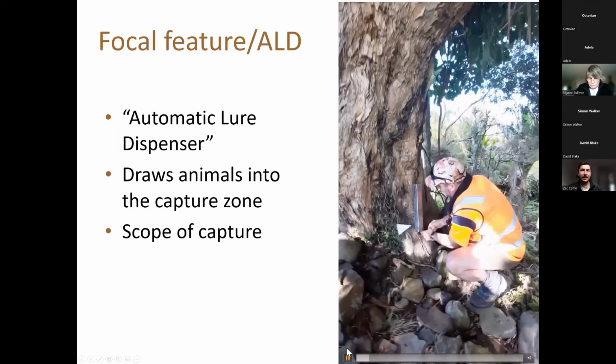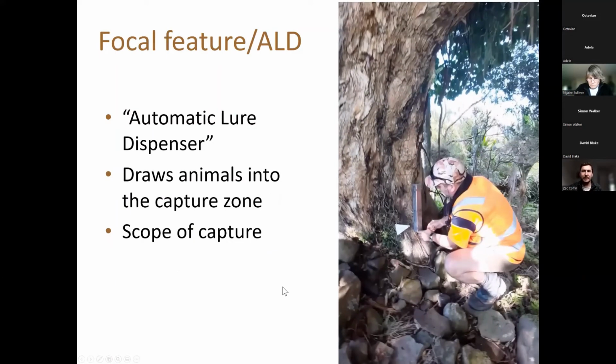What Ollie mentioned there was indeed our automatic lure dispenser. Shown in this clip is what we use to lure the possums out of their nightly routine to come suss out this tasty number.